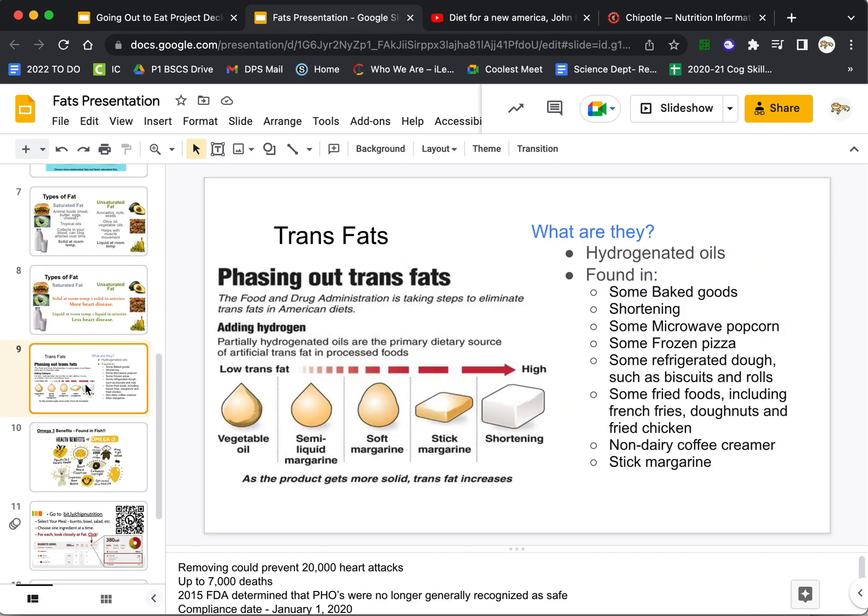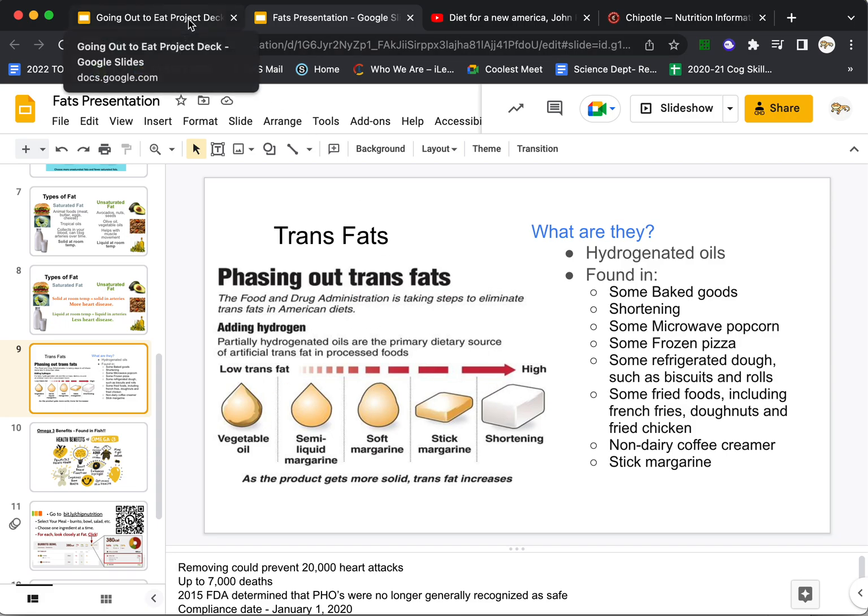Trans fat, we are learning now, is probably the most harmful to human beings. The Food and Drug Administration is taking steps to eliminate trans fats in American diets. The FDA suggests 0 trans fats. And this is found in things like microwave popcorn of some varieties, vegetable shortening, margarine, things that might seem like healthy alternatives actually have a lot of trans fats in them.